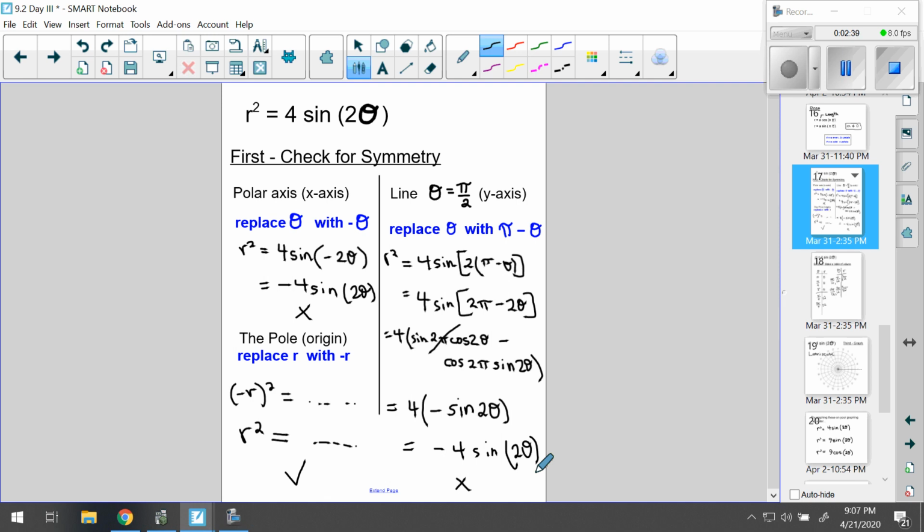This time, though, you'll see how or why replacing r with negative r could actually work, and it's because we're squaring r. So when you square negative r, you get r squared, and you're back to the original equation, and so this one will be symmetric over the pole. And so we'll want to keep that in mind as we're making our graph.